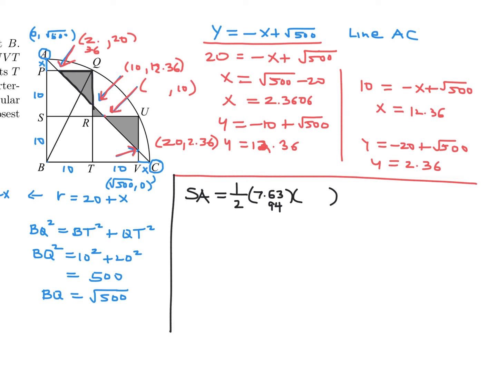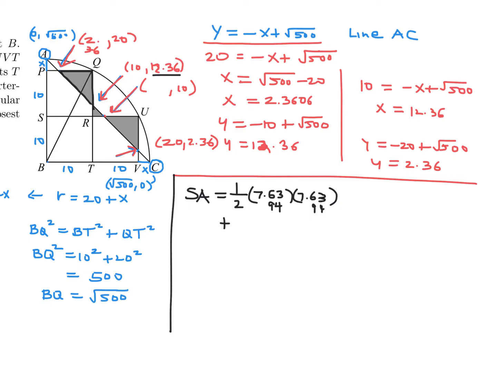And very similarly, QR is 10, but you'd have to subtract from it. Let me think about this for a second. Actually, all the way from top to bottom, Q to T is 20, and subtract from that this 12.36. Yeah, and then you'd get again 7.6394. Okay, so that takes care of that triangle.